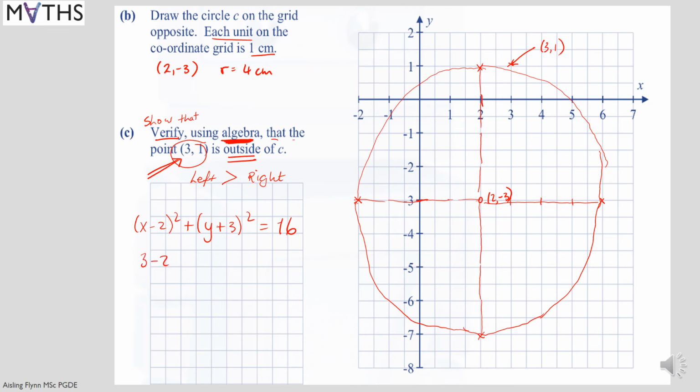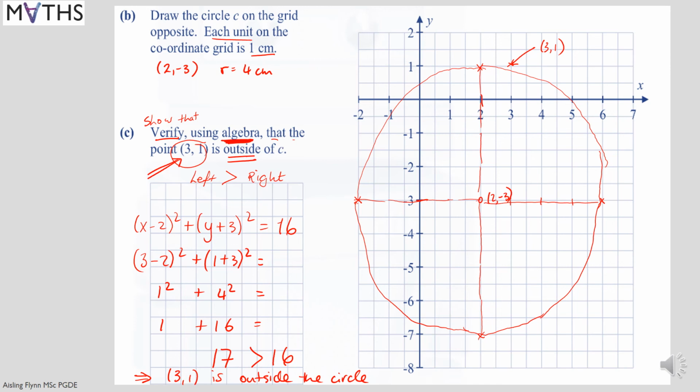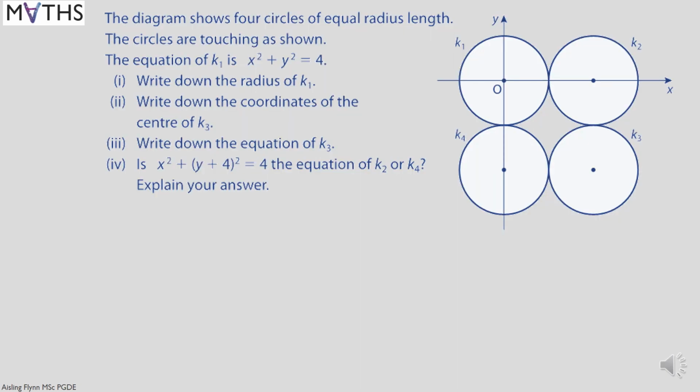So let's put in 3 instead of x. So we get 3 minus 2 squared plus 1 plus 3 squared, and let's calculate it out. So we get 1 squared plus 4 squared, which is 1 plus 16, which is 17. That is a little bit bigger than 16, and you should always write a conclusion. Therefore 3, 1 is outside the circle.